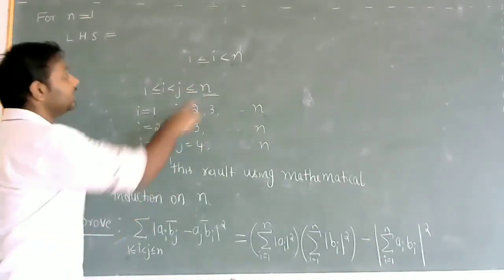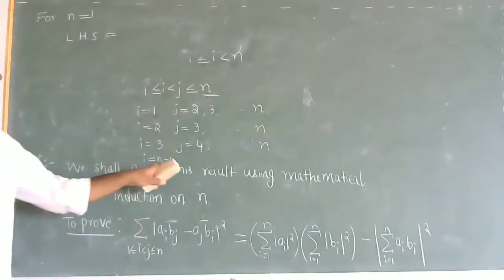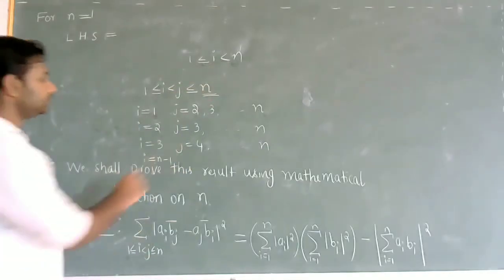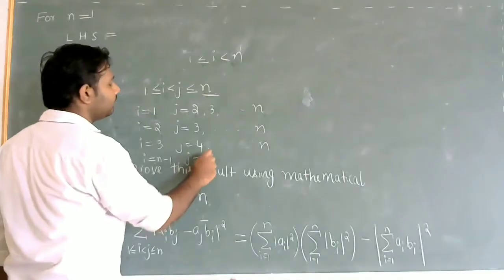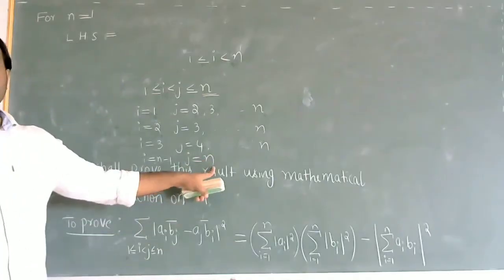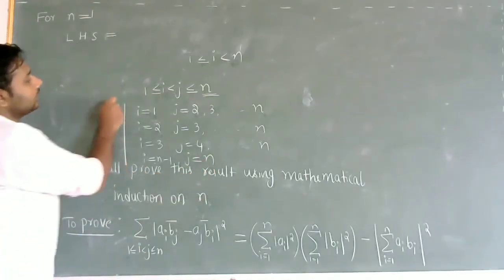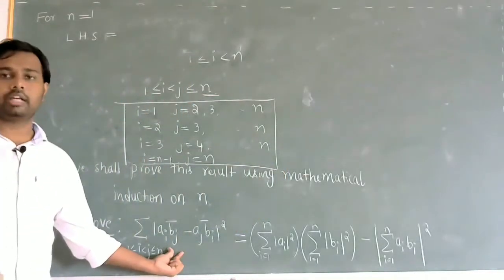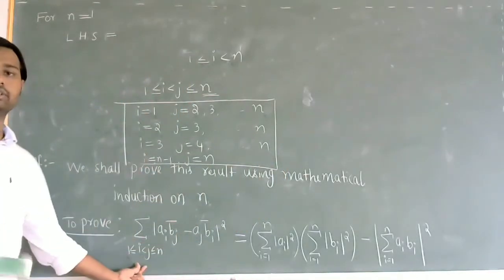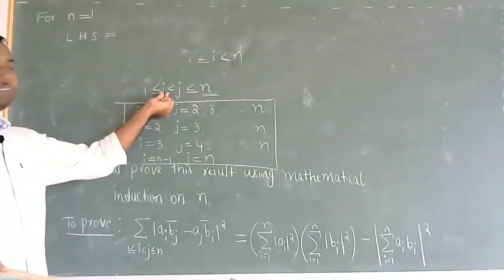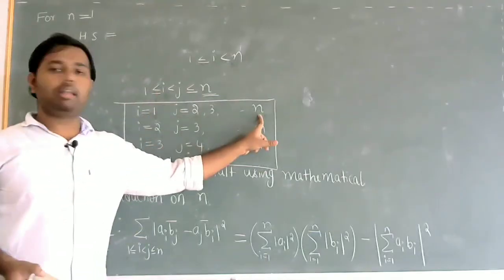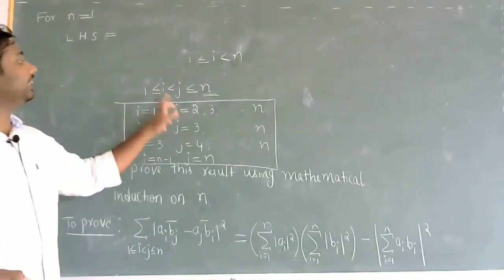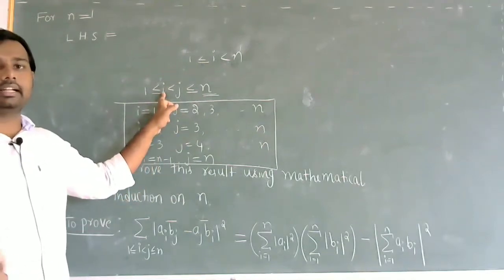It has to be strictly less than n. So when i is equal to n minus 1, the only value that j can take is n. So these are the set of indices for which the summation runs. This is how the summation works: for every fixed i, j takes all possible values strictly greater than i.